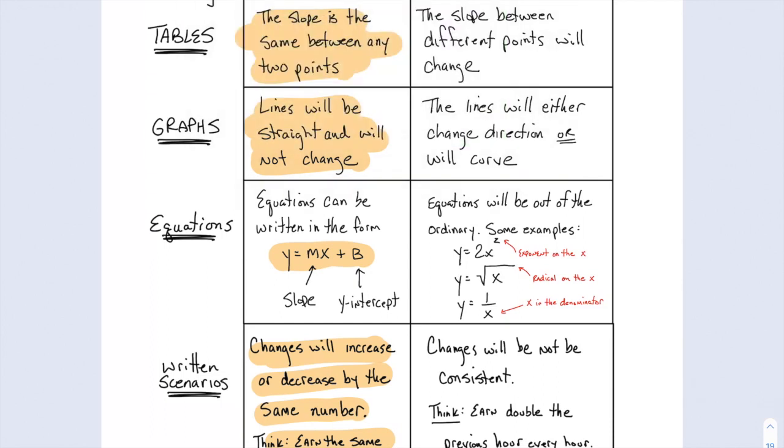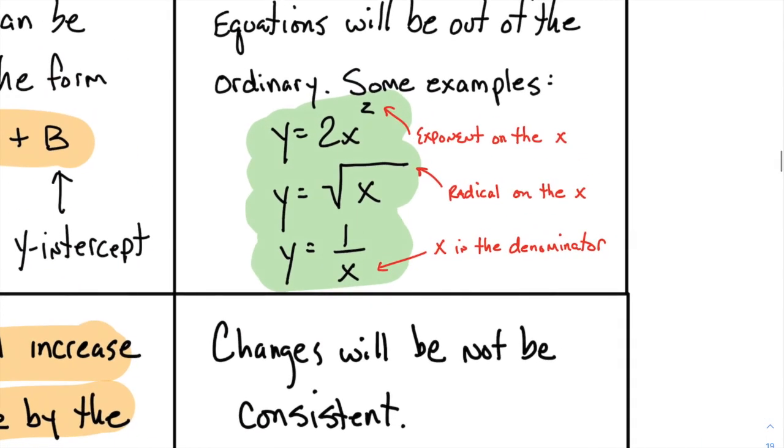So the slope won't be the same between points. The lines won't be straight. They'll change direction or they'll curve. The equations will have something funky on them. They'll have a square above the x. They'll have a square root sign in there somewhere. They're going to have x in the denominator. They're going to be in some way out of the ordinary.